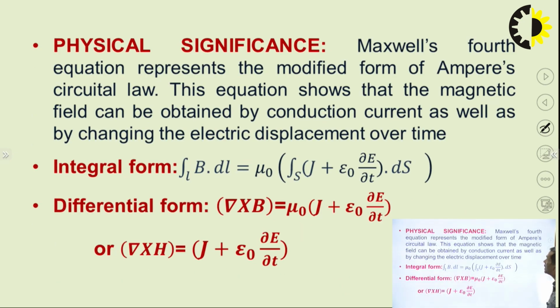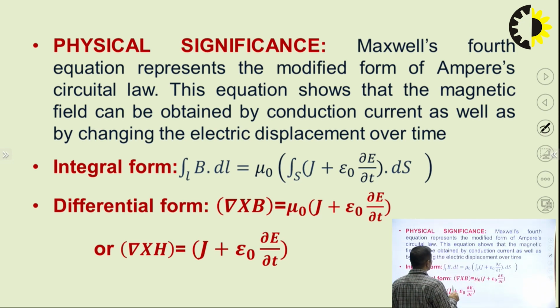Now we will discuss the physical significance of this equation. Basically, Maxwell's fourth equation represents the modified form of Ampere's circuital law, and this equation shows that a magnetic field can be obtained by conduction current as well as by a changing electric field. So a magnetic field can be produced by both conduction current as well as by a changing electric field. So this is the physical significance of this equation.